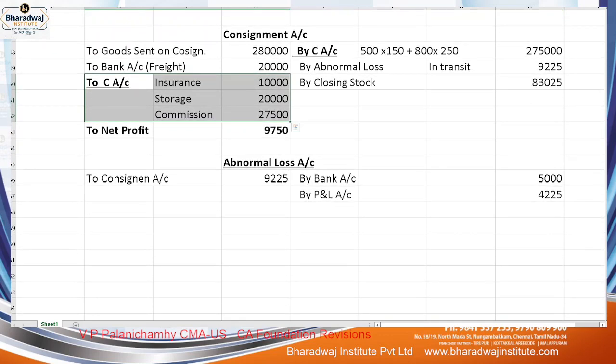So what is different in this question? What is different in this question? We are given separately two types of goods that are sent. So you should not combine the money value. We should value them separately.